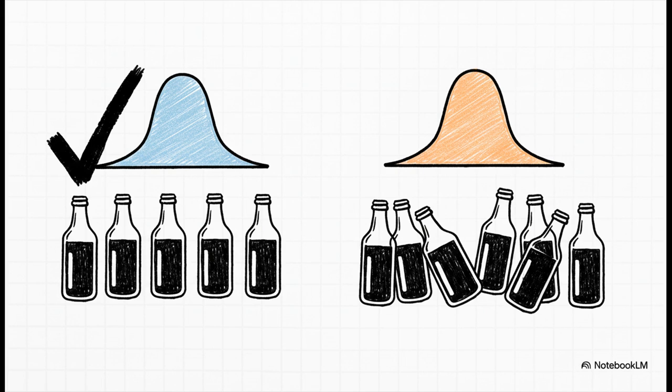Its lower variance means the amount of soda it puts in each bottle is much more tightly packed around the average. Machine B is way less predictable. You're going to get some bottles that are overfilled and some that are underfilled. In finance, a lower variance means lower risk. In manufacturing, it means higher quality. So yeah, it's a really crucial idea for managing uncertainty.